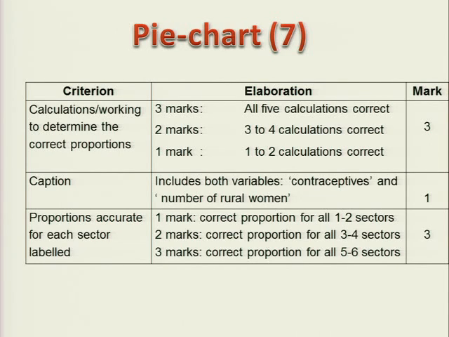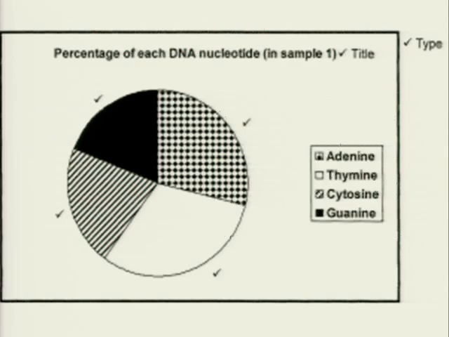If 1 is not correct, then you get your 2 marks. If we get 1 correct calculation, that is 1 mark. The caption also, you must give the suitable caption of the pie chart. And the accurate proportion for each sector must also be labeled. And this is the example.